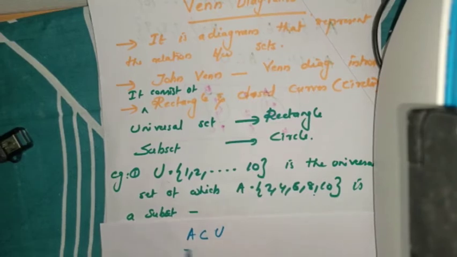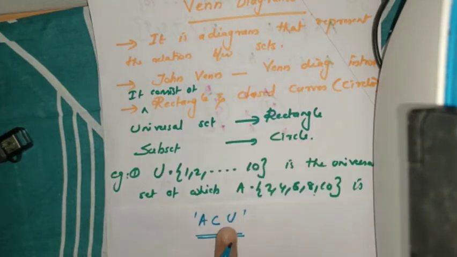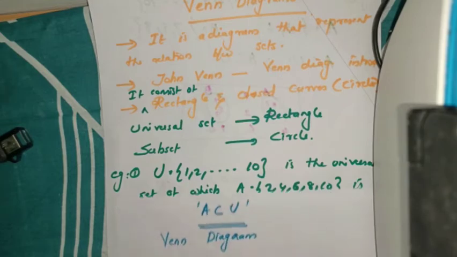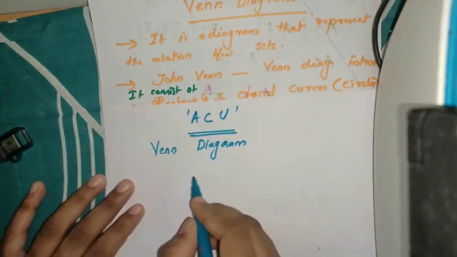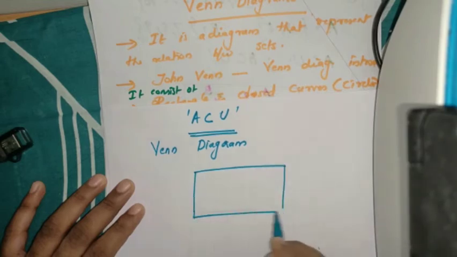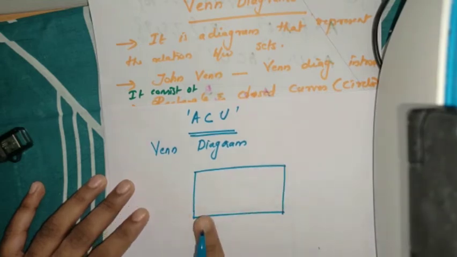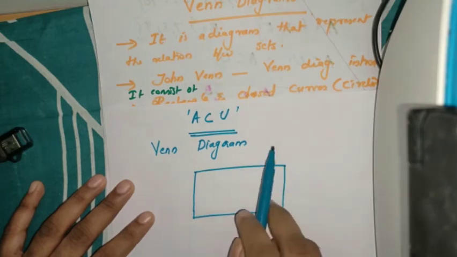This is the notation representation. Next we are going to draw this A subset of U in a Venn diagram. Using a Venn diagram we are representing that A is a subset of U. In a Venn diagram, we know that the rectangle is used for denoting the universal set. So this is a rectangle denoting the universal set. I named it as U.